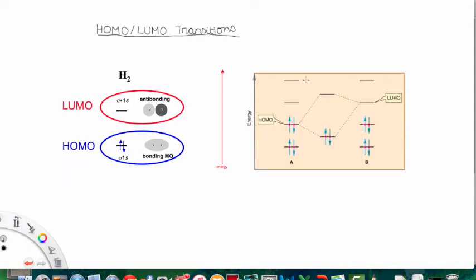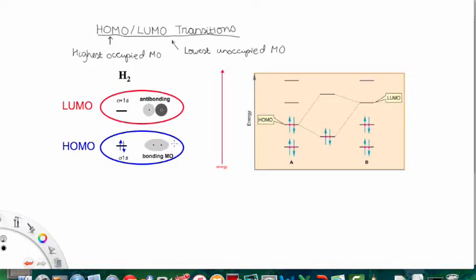So now let's talk about HOMO and LUMO transitions, where HOMO stands for highest occupied molecular orbital, and LUMO stands for lowest unoccupied molecular orbital. Basically we learned that the interaction of any two atomic or molecular orbitals produces two new orbitals. One of these new orbitals is higher in energy than the original ones, which is the antibonding orbital. And one is lower, which is the bonding orbital.